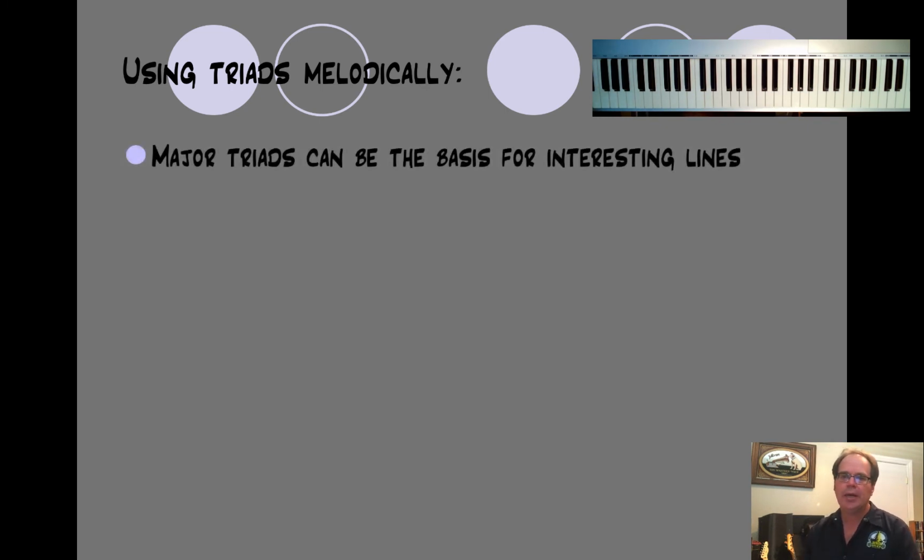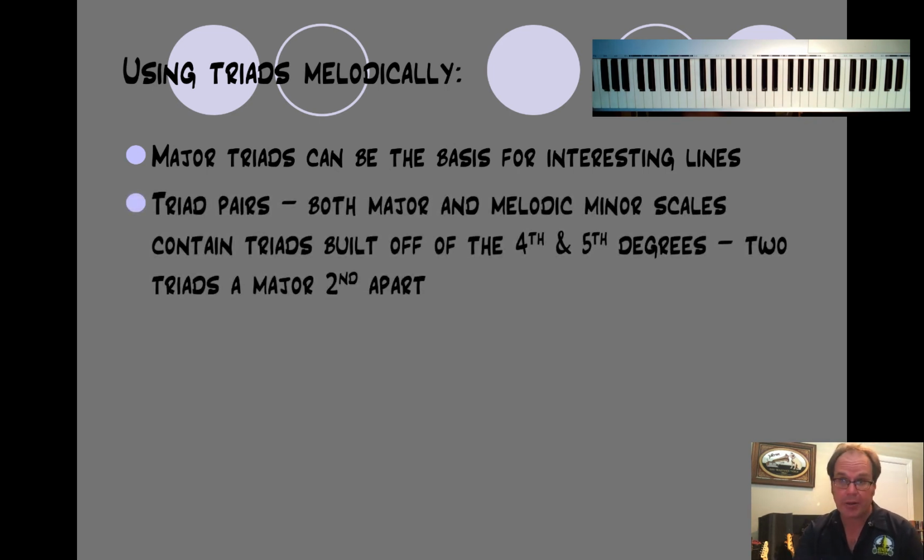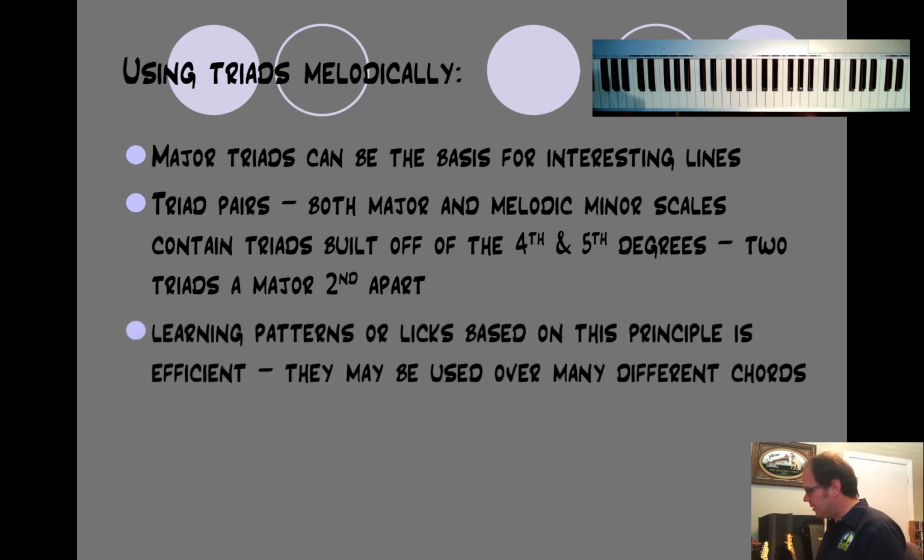Generally, people will pick triad pairs. And a good friend of mine that taught at University of Miami and FIU when I was there, Gary Campbell, actually wrote an entire book on triad pairs. So you can get pretty deep with this. The basic idea is that here we have the C major scale, or C melodic minor scale. Both of those have triads off the 4th and 5th degrees.